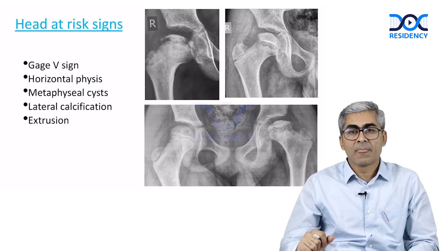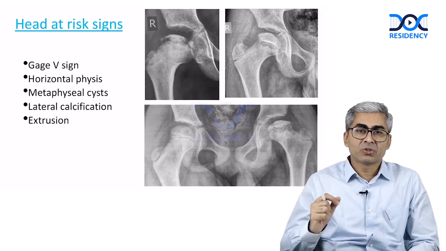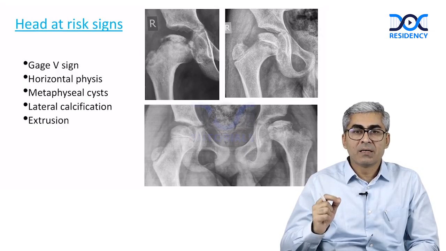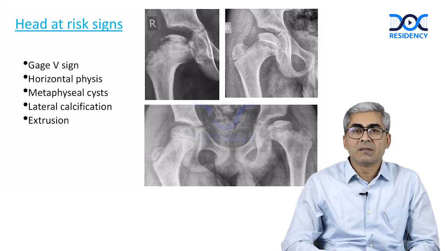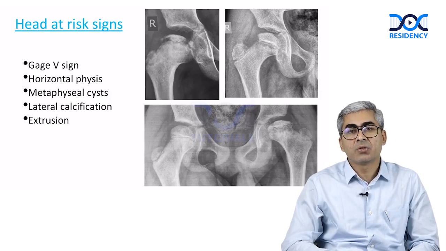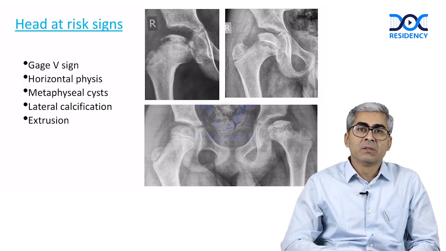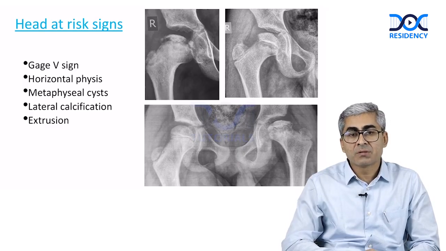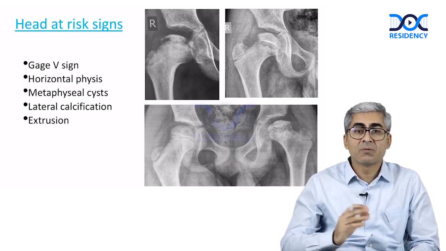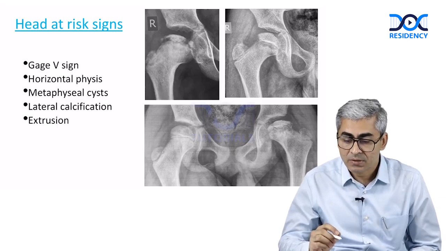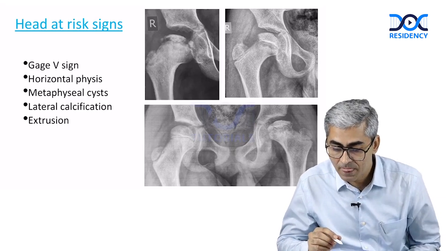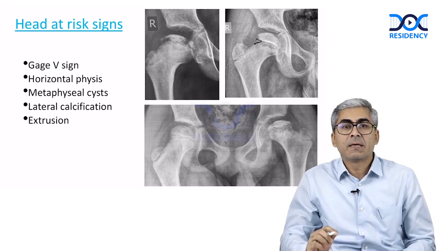last is the remodeling. There are some signs in the femoral head which we call head at risk signs, and these 5 signs you should remember, because examiners would like to ask these questions. The first sign would be the Gage V sign, that is a radiolucent lateral V shape, which I will try to show you here. That is a Gage V sign.